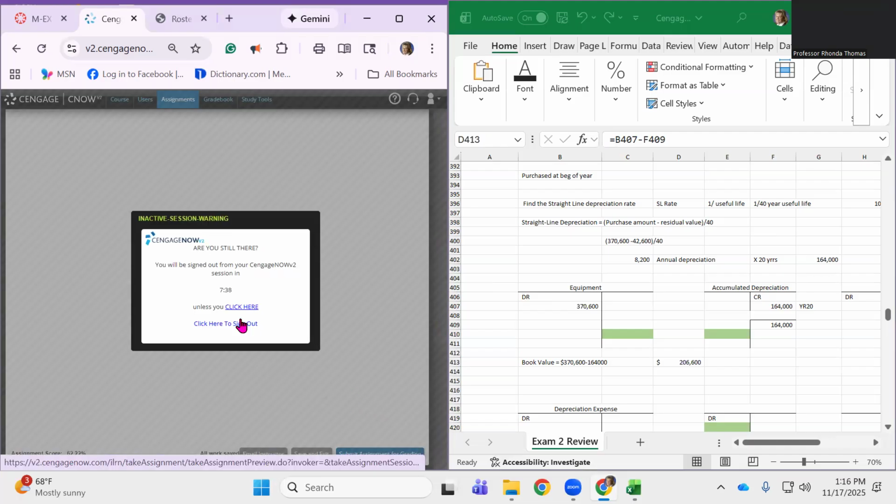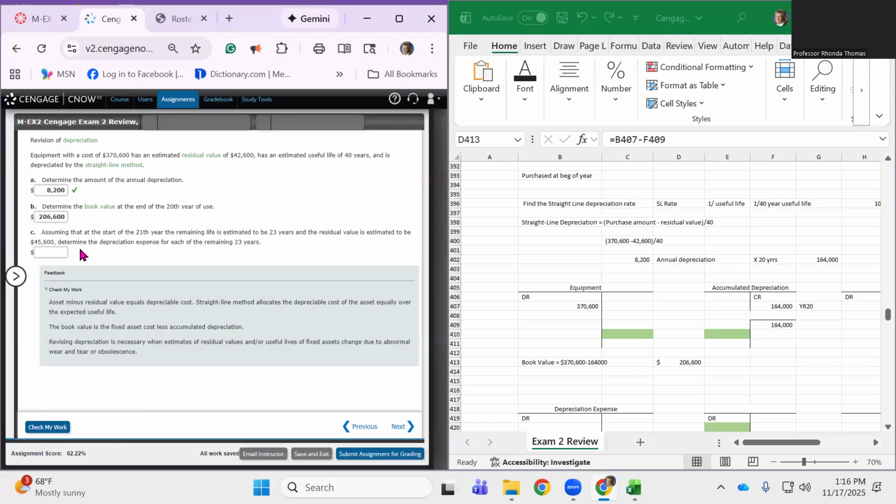I'm still here. I can't believe it, but I'm still here. Okay, so assuming in the 21st year, the remaining life is now 23 years. So sometimes things change. And the new residual value is estimated to be 45,600. Well, we want to determine the depreciation expense for each of the remaining 23 years.